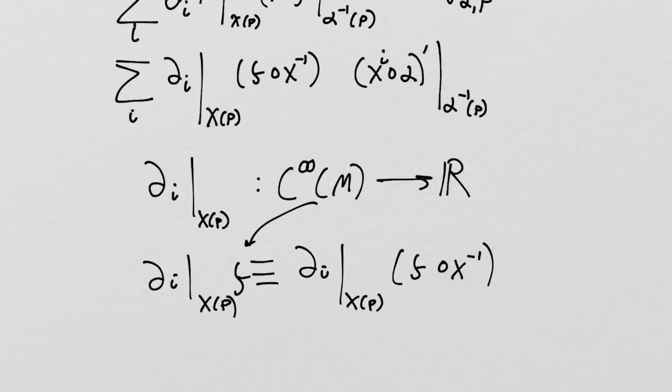So the definition of this operator, when it's acting on a function from the manifold, is to first convert the function from the manifold to a function on R^n by just throwing in this x inverse, and then taking its partial derivative with respect to the ith coordinate, and then evaluating the resulting function at the coordinates of the point p, right? That's what the definition of this operator is.